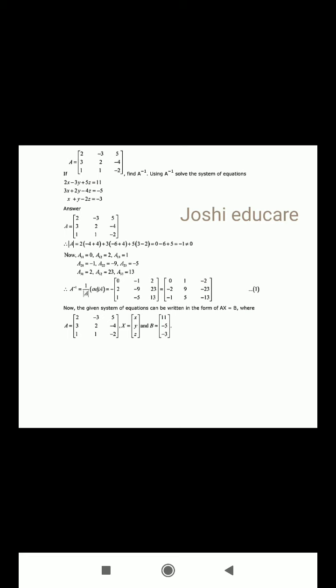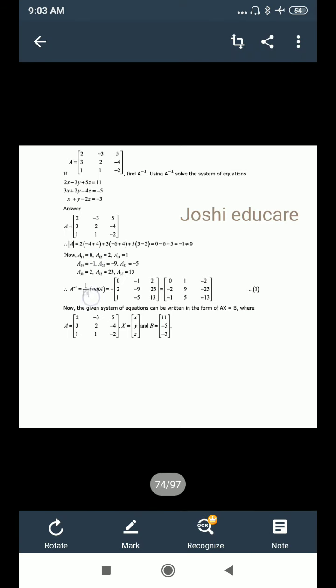Now I will find adjoint of A. So these are the cofactors of all the elements. So adjoint is transpose of the cofactor matrix. So A inverse is actually adjoint of A divided by determinant of A. I got this as the A inverse. So my first part is over.